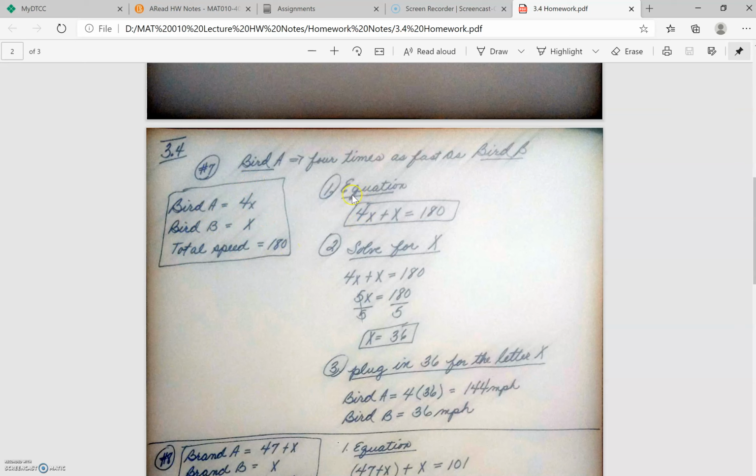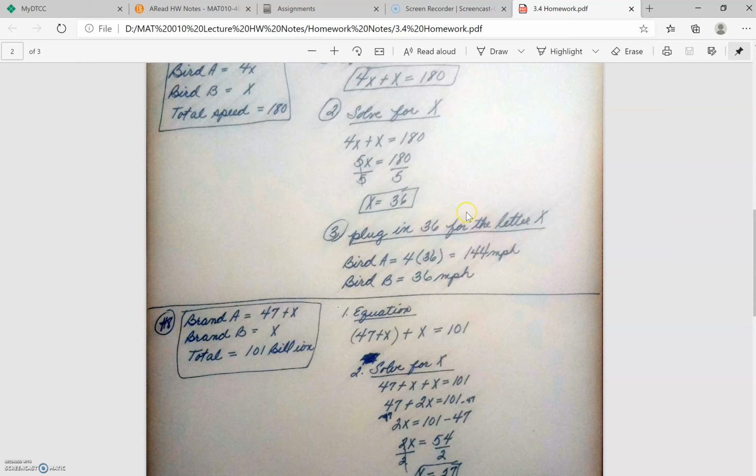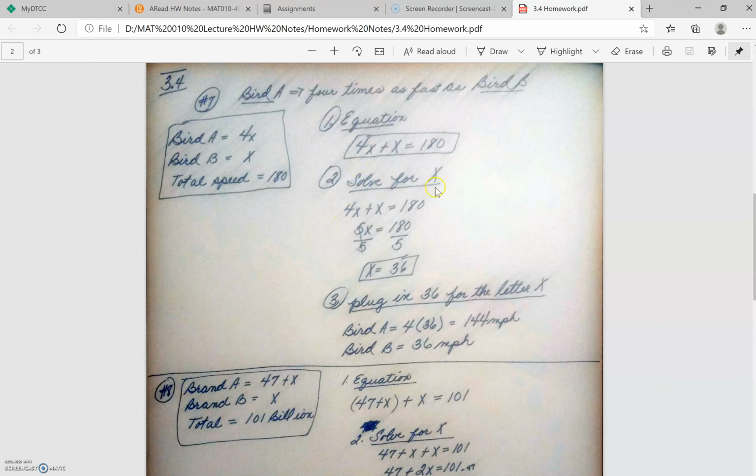So how you write the equation out, you just write out 4x plus x equals 180, because it's telling you bird A and B will equal a total speed of 180. So you write out the equation, then you go down below and you start solving for x. Remember, if you have 4x plus x, that's represented as 1x, and these are like terms, so we can combine those. So 4 plus 1 is 5, so it would be 5x.